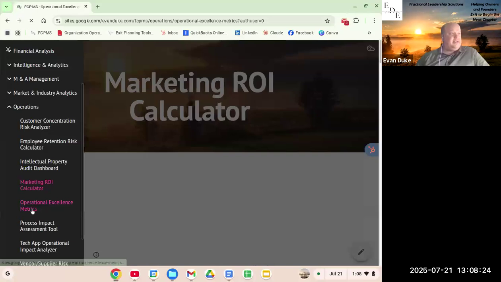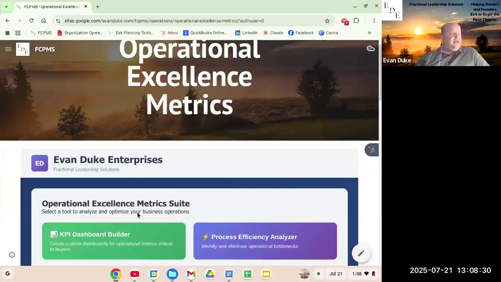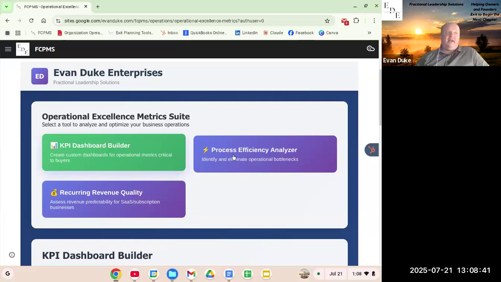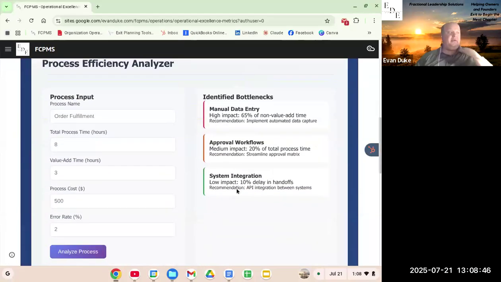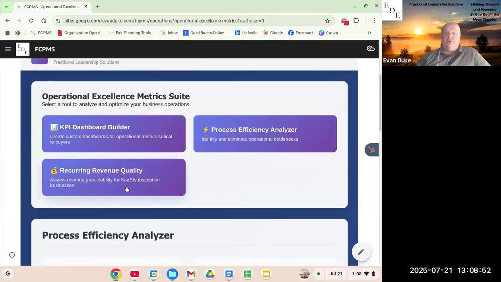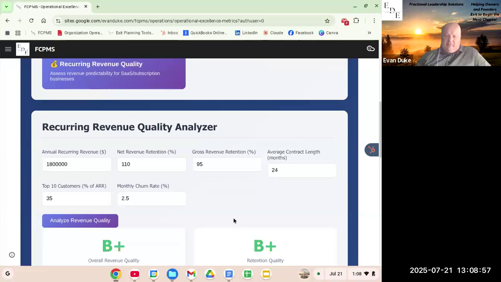Operational excellence metrics. This is the tool in operations that we're using to build out the KPI dashboard builder. We're just trying to figure out what your key operational metrics are. With the process efficiency analyzer, we're trying to determine how efficient a process is and how we can get it better. And then recurring revenue quality, which not every business is going to have. I know for subscription-based models, this is something that we would use.